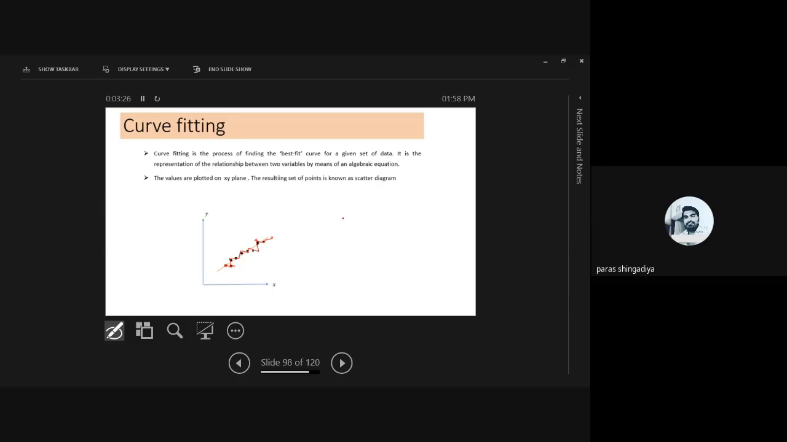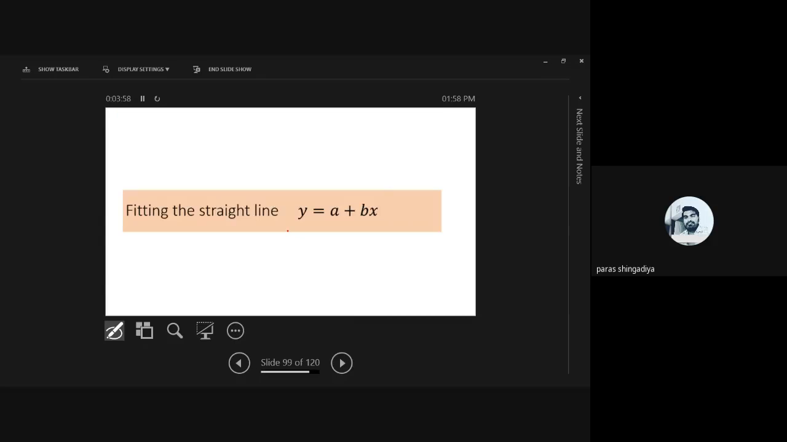But how can we identify a straight line by using the given data? We can identify one approximate straight line which will be nearest to all these points. Some points it will pass through, but some points will remain off the line. But you have to identify one approximate solution which will be nearest to all the given plotted points in this xy plane. That is our aim in the curve fitting concept.